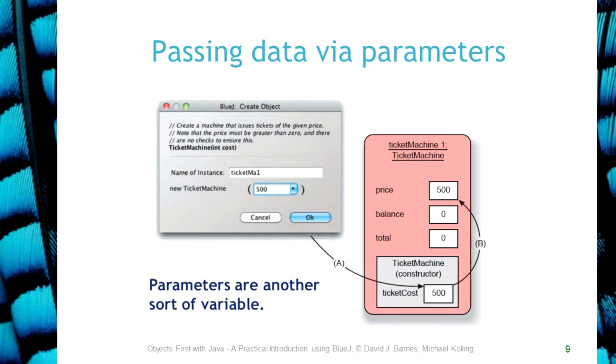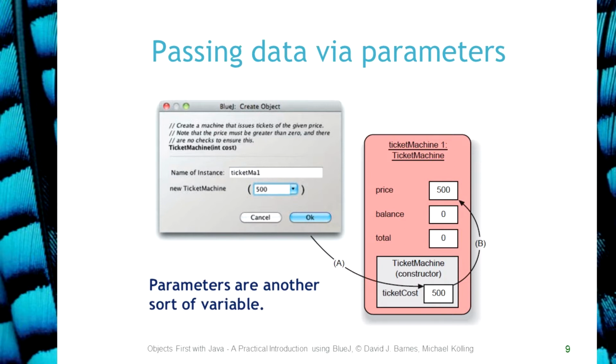Constructors and methods play quite different roles in the life of an object. But the way in which both receive values from outside is the same, via parameters. You may recall that we briefly encountered parameters in Chapter 1, Section 1.4. Parameters are another sort of variable, just as fields are, so they are also used to hold data. Parameters are variables that are defined in the header of a constructor or a method, as you can see here. This constructor has a single parameter, cost, which is of type int, the same type as the price field it will be used to set.